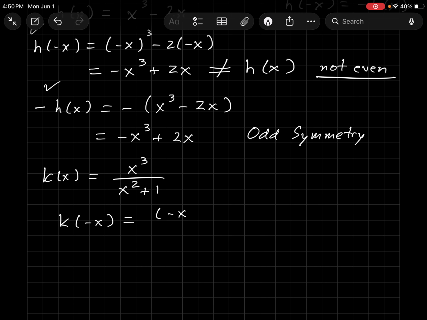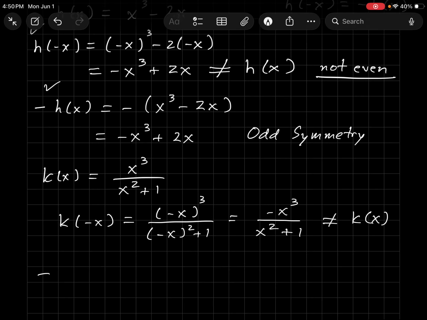We know what to do at this point. We'll substitute in and then simplify, giving us negative x cubed over positive x squared plus 1. So this does not equal the original, so it is not even.